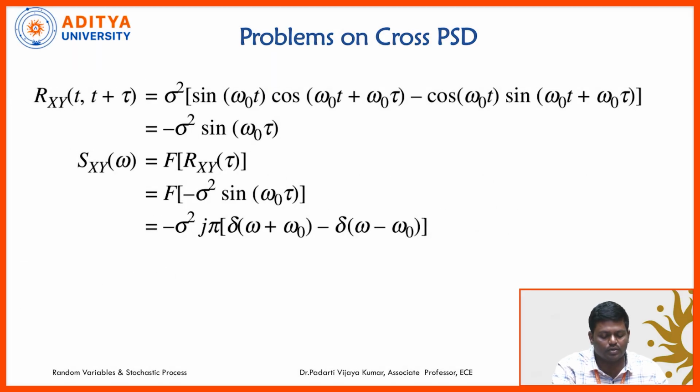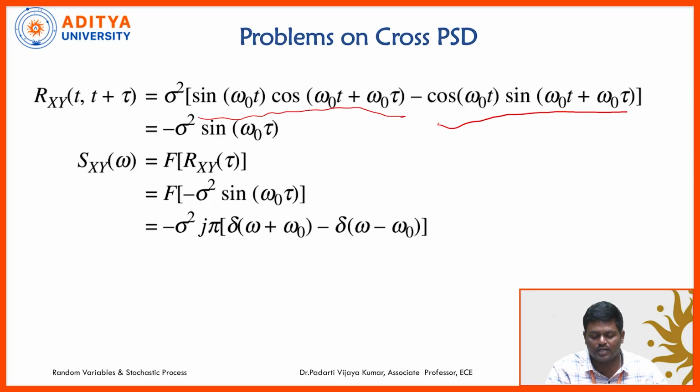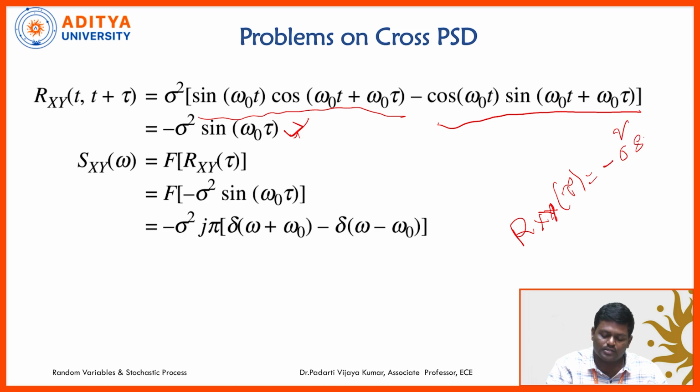So now the cross correlation function will be sigma square sin omega naught tau cos omega naught t plus omega naught tau cos omega naught t sin. So this is of the form sin A cos B minus cos A sin B. This can be written as sin A minus B. Doing that, what we will get is the residue term which remains, sin omega naught tau minus sigma square sin omega naught tau. So the cross correlation function is a function of tau. Rxy of tau is equal to minus sigma square sin omega naught tau.